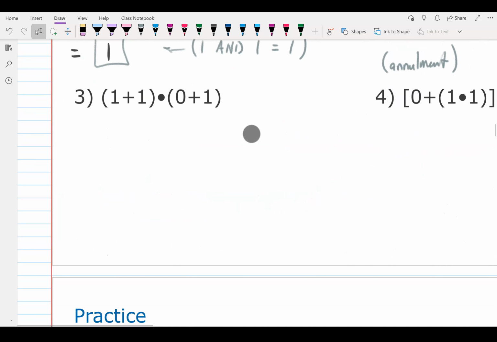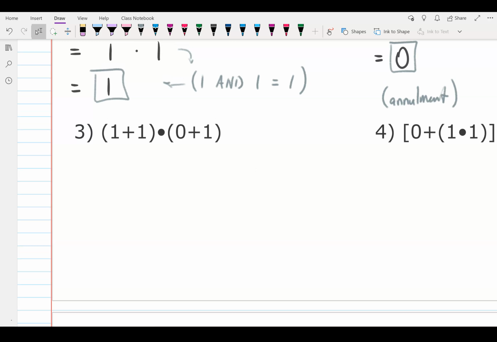Let's try number 3. Again, you should pause the video here and try these yourself. They're not long, but you can get a good sense of accomplishment if you try it and you get it right. I'm going to look at the 2 brackets. In the first bracket, I have no zeros, so it's just 1 plus 1. 1 plus 1 in Boolean is 1. So this equals 1. And 0 plus 1. Again, anything added to 0 is as if the 0 was never there, so this gives us a 1, and 1 times 1 is 1. In other words, 1 and 1 is 1.